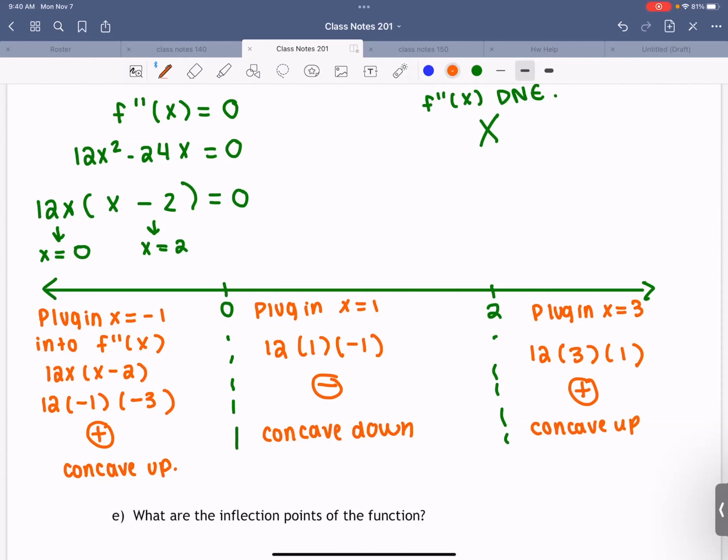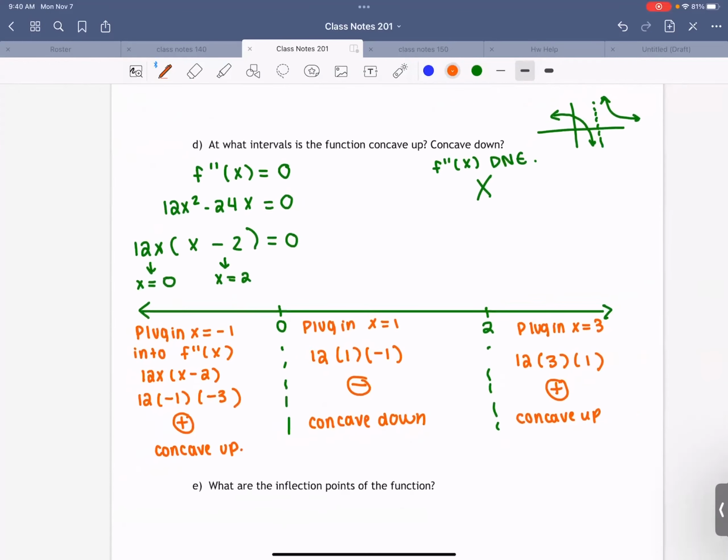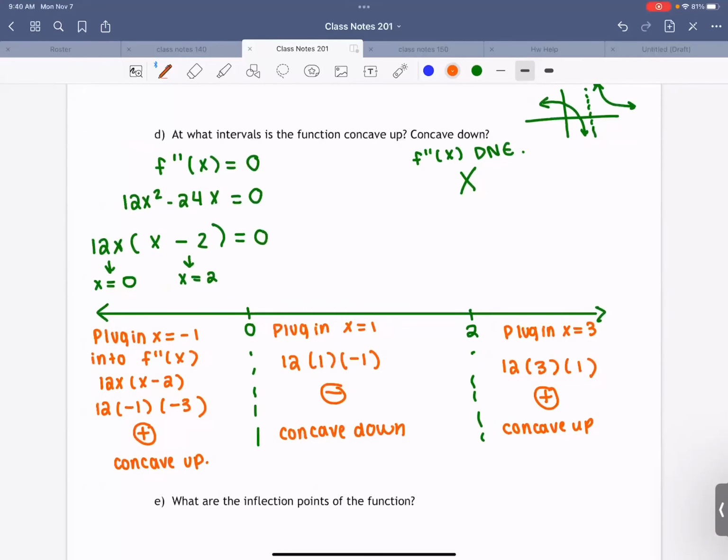Okay, so we're going from up to down to up. All right, so let's talk about intervals of concavity. So let's write our final answer here. Okay, we want to find intervals where we're concave up.